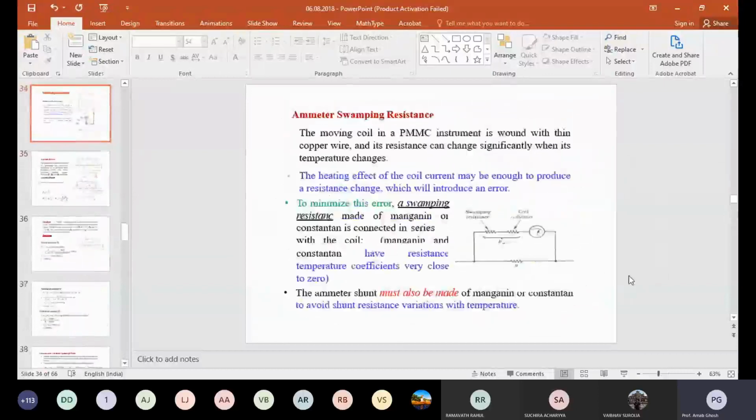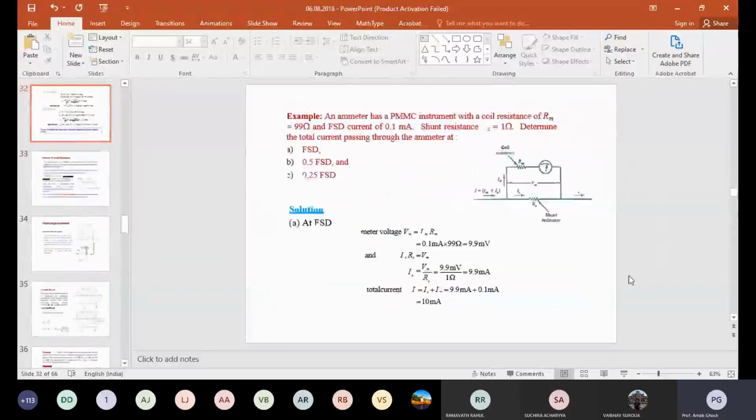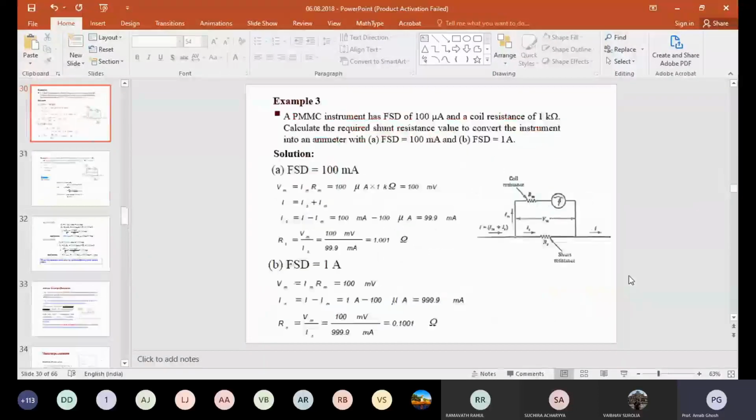You have to solve similar types of numerical problems from any standard electrical and electronics measurement book. I have already posted two books in your group through MS Teams, so you can use those books. You can also purchase other books; other foreign author books are no problem.